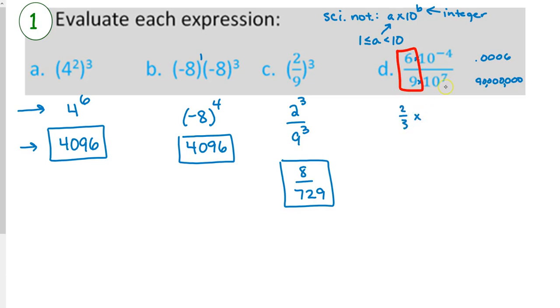And then we can use our exponent properties and subtract the exponents on 10. So we have 10 to the power of negative 4 minus 7. That would be 10 to the negative 11th power. Now, is this answer in scientific notation? Is our number right here between 1 and 10?